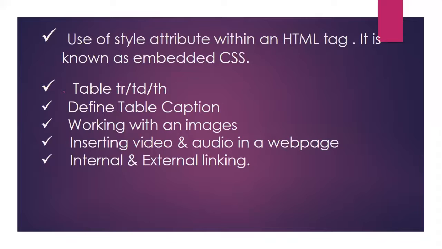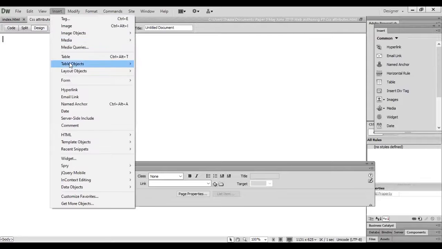I'm going to discuss some new contents of this module, and the first one is how to use a style attribute within an HTML tag. It is known as embedded CSS. Then TR, TD and TH, how to convert TH into TD. Then table captions, working with images, inserting videos and audios in a web page, and internal and external linking. So let's begin with the text editor and continue with table structures.